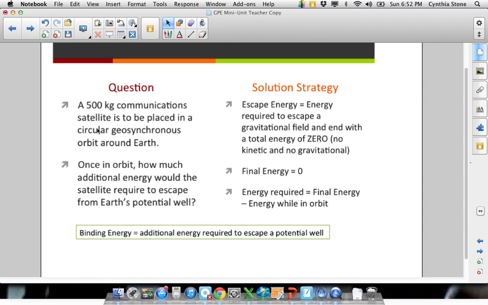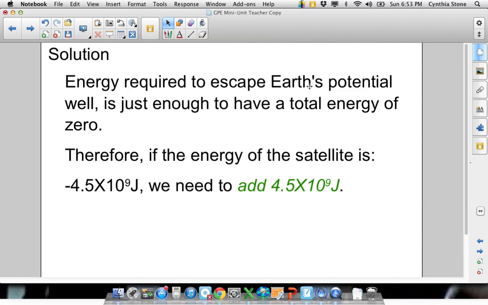Continuing with the geosynchronous orbit, here's the interesting question. How much more energy do I put in to get it outside of our potential well? And again, that's the idea of having no energy at the end. And that again, it makes kind of sense that it's negative because we need to have no kinetic energy and no gravitational up there. So it's got to be zero. Well, another term for that, by the way, is binding energy. So we got to take the zero and subtract the energy while in orbit. And the energy while in orbit, we figured out was a negative number. Right? So energy required to escape Earth's potential well is just enough to have a total energy of zero.